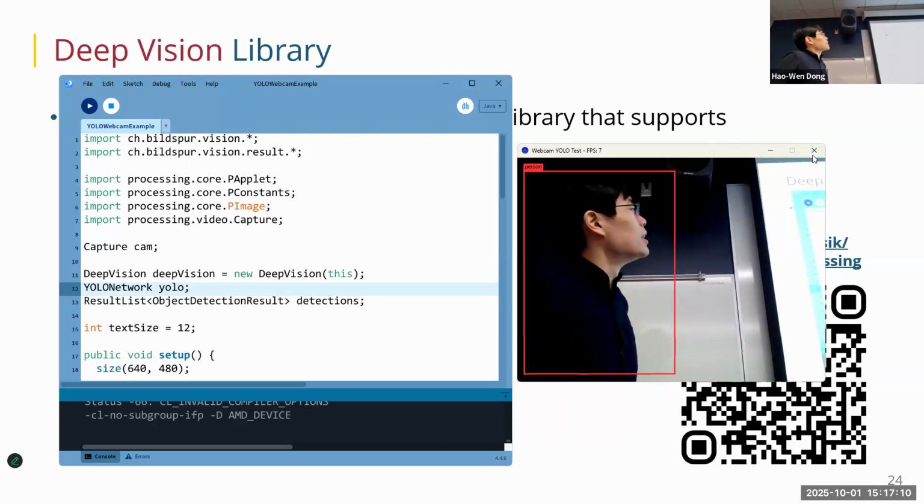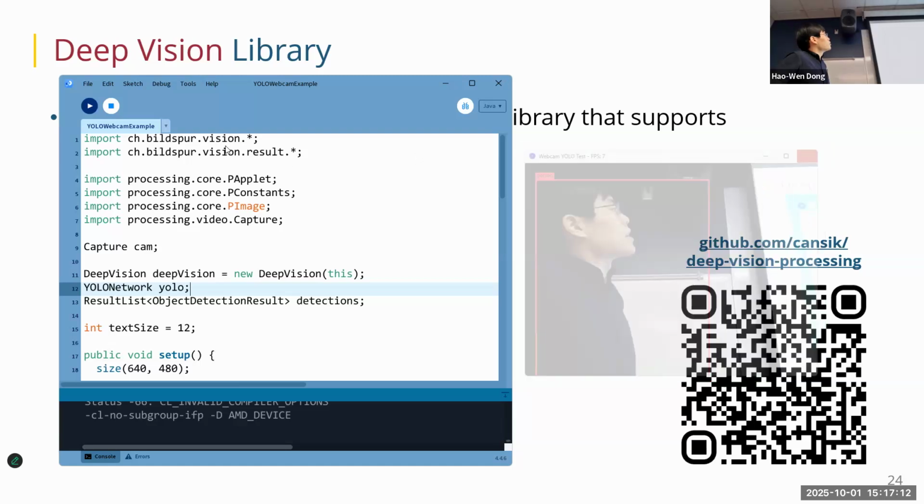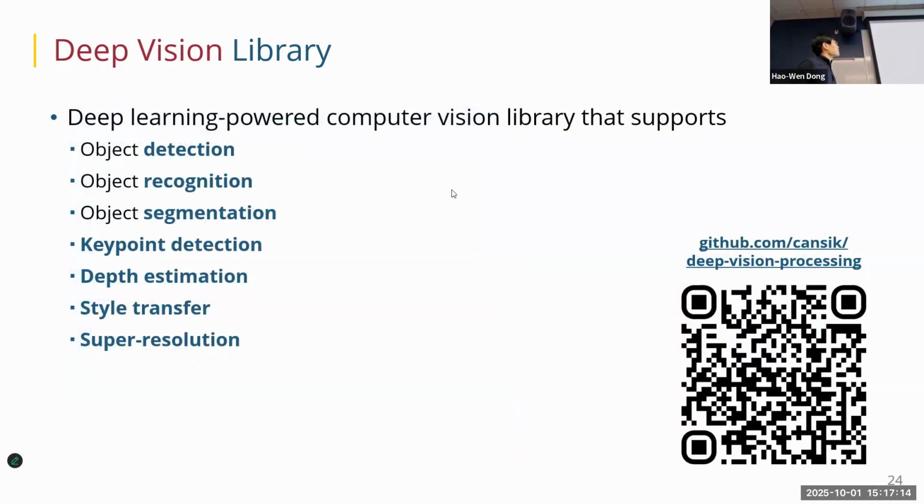So these are some of the examples that are pretty cool, but there is also object detection, object recognition, object segmentation, key point detection, depth estimation, style transfer, and super resolution. So I will basically just go through some of the examples to show you what those could be.